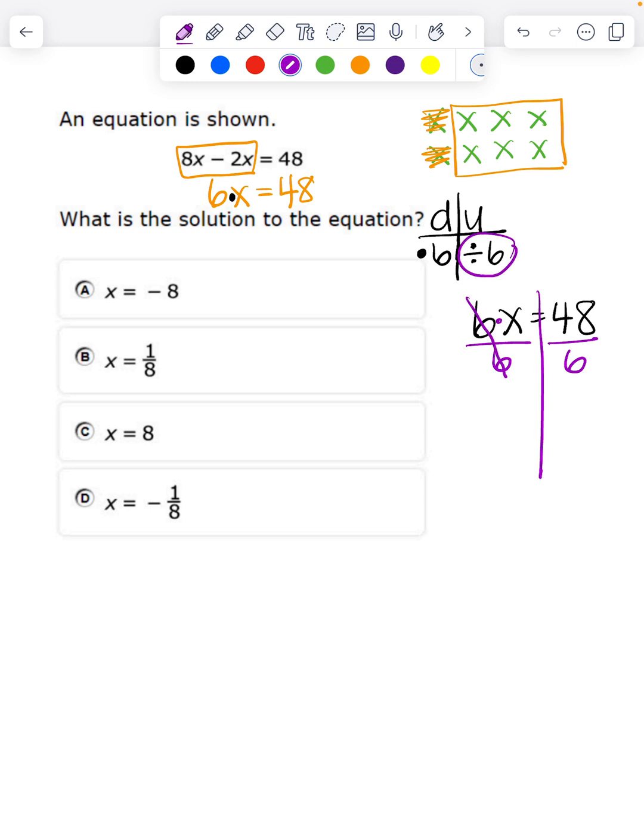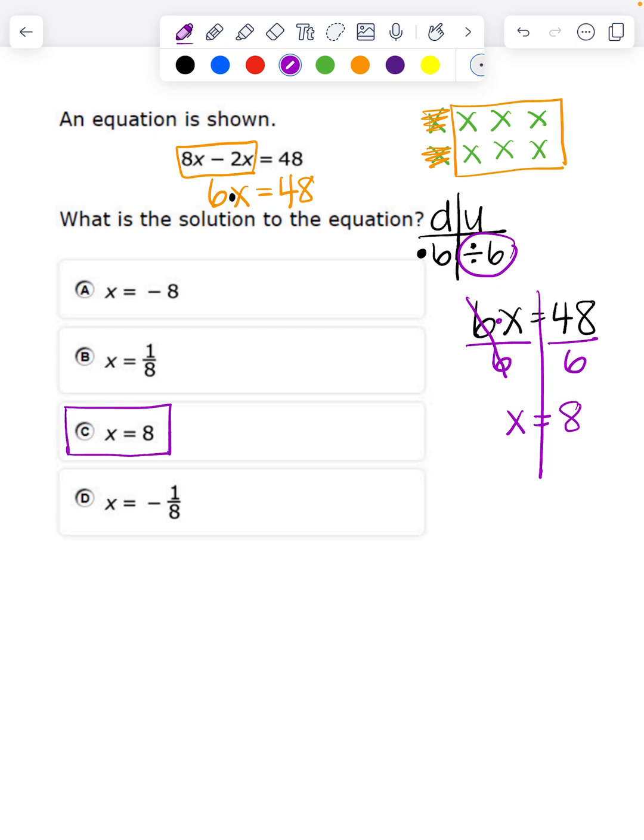So 6 times x and divide by 6 cancel out, and I have x left here, and then 48 divided by 6 is 8. Sorry, my brain malfunctioned. All right, 8. And so we can see that matches answer choice C.